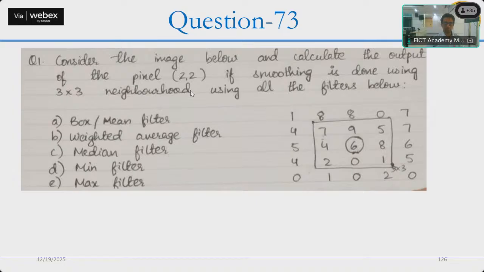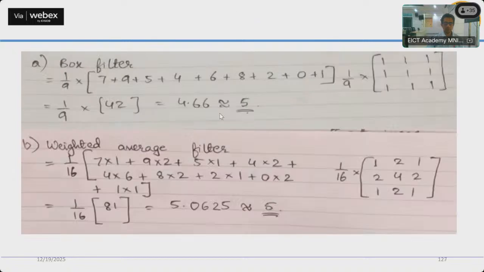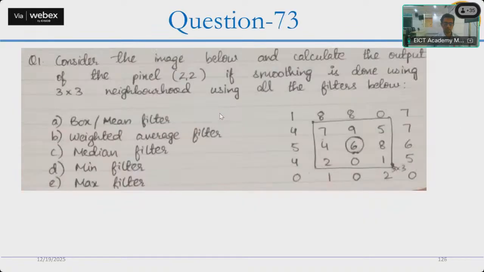So what would be the output of the pixel 2 by 2. In the box filter, what we are showing is 1 by 9. So it is box 1 here, 7 by 9, it is 1 by 9. You have done it.